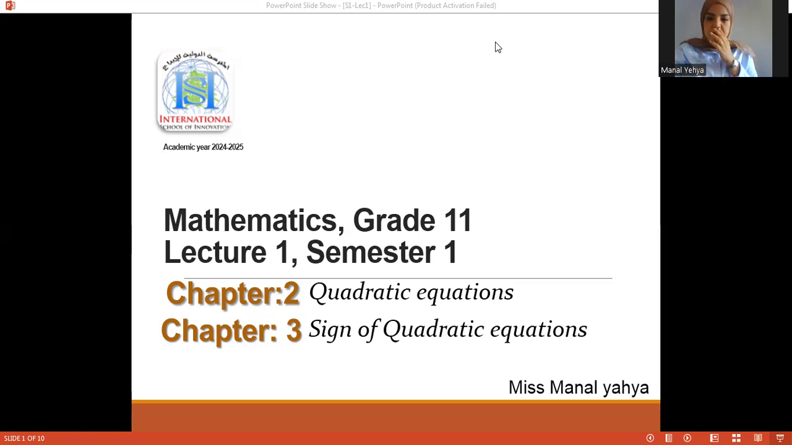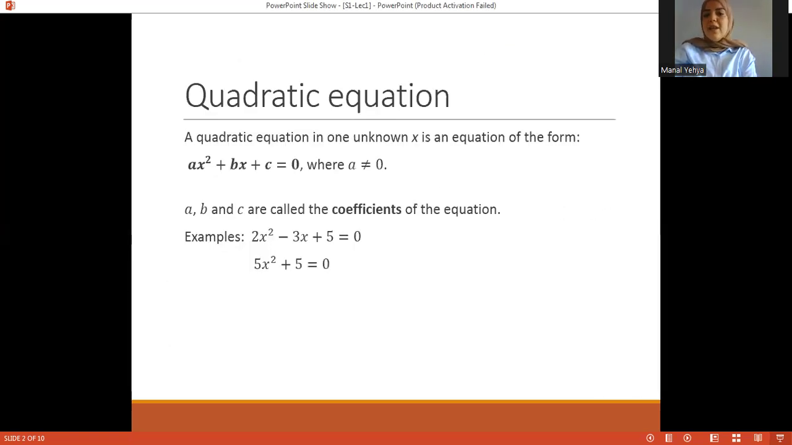With your quiz. So as you know, we have started with the quadratic equations and their sign. So let us remember together what's the meaning of a quadratic equation. A quadratic equation is an equation that contains one unknown, which is x, and it's written in the form ax squared plus bx plus c equals 0. Of course, a cannot be 0, because if it's 0, then we won't have x to the power 2, which makes it a quadratic equation. So it's the second degree equation.